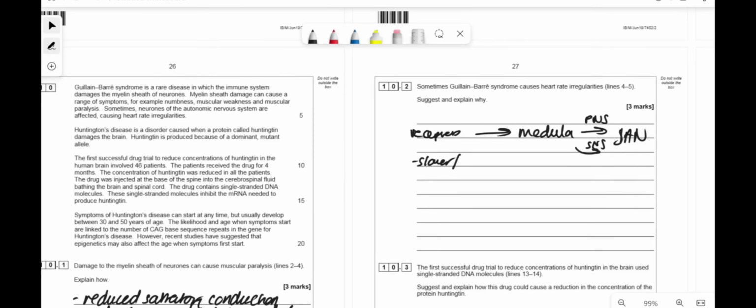So there's slower or fewer impulses along PNS or SNS neurons from the medulla to the SAN. I'm going to write PNS for short and SNS, but you write the whole thing. As a reminder, the heart is myogenic, so it beats on its own, but the medulla and the parasympathetic nervous system and sympathetic nervous system influence how fast it fires.